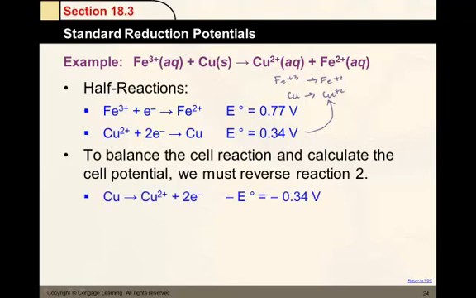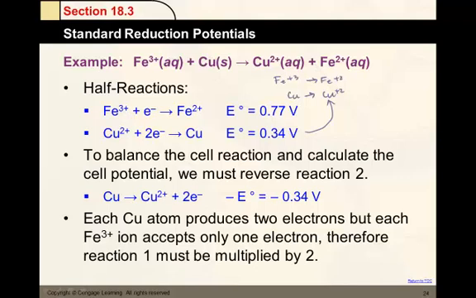And indeed it does. Each copper atom produces 2 electrons, but each iron only accepts 1. Therefore, reaction 1 has to be multiplied by 2. Think about the idea that we need 2 electrons here. So we're actually going to have to multiply through by 2. You, however, do nothing to the 0.77.